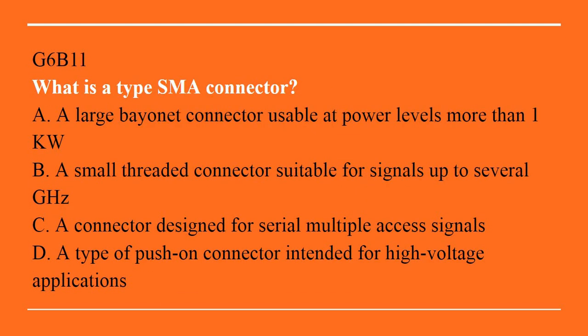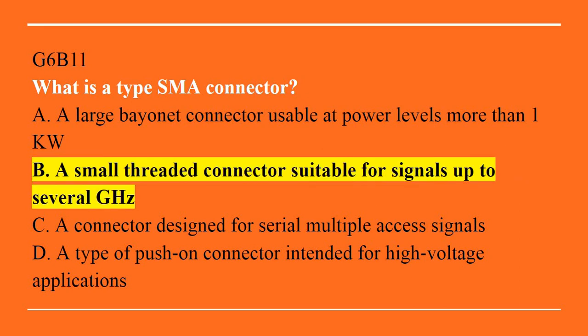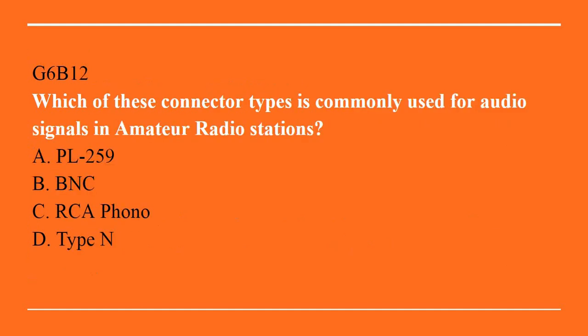G6B11, what is a type SMA connector? A, a large bayonet connector usable at power levels more than 1 kilowatt. B, a small threaded connector suitable for signals up to several gigahertz. C, a connector designed for serial multiple access signals. Or D, a type of push-on connector intended for high voltage applications. Answer is B, a small threaded connector suitable for signals up to several gigahertz.